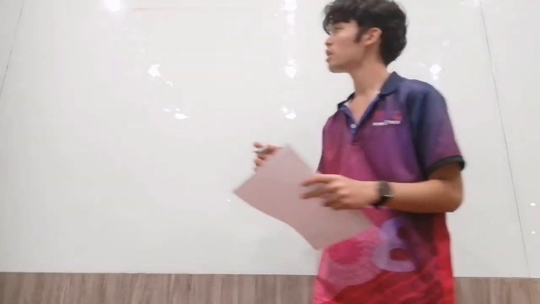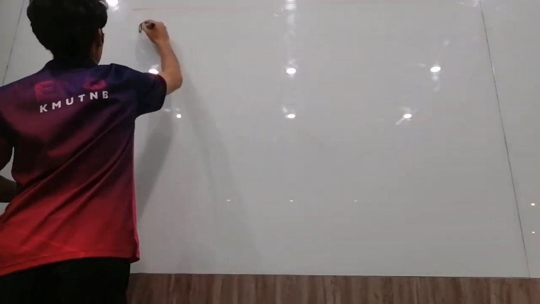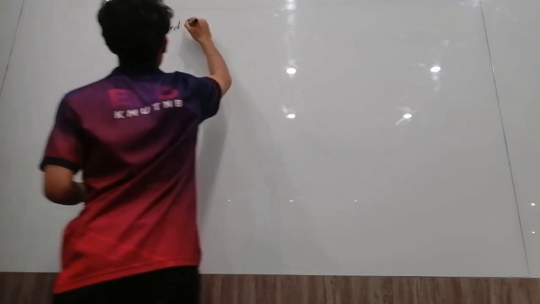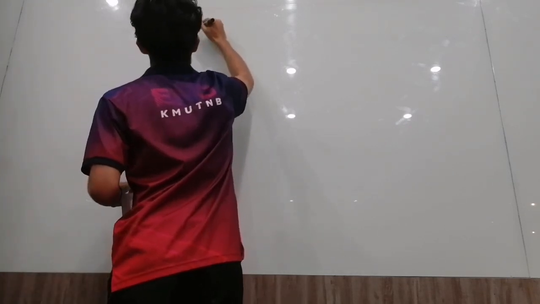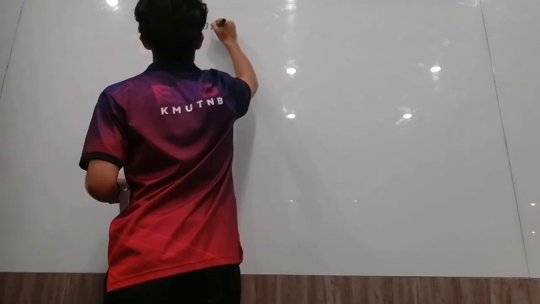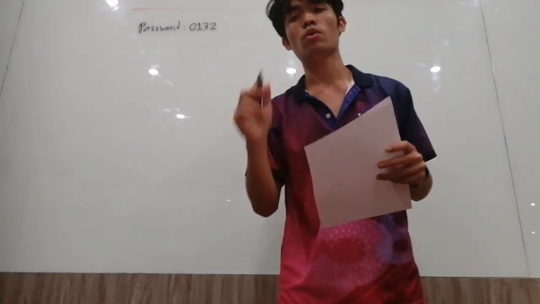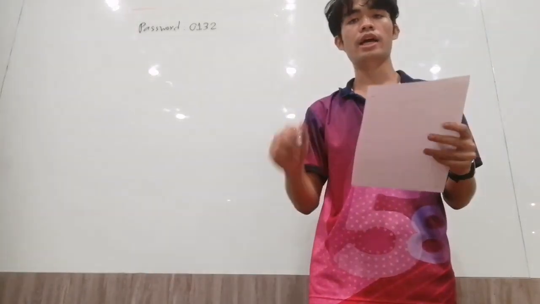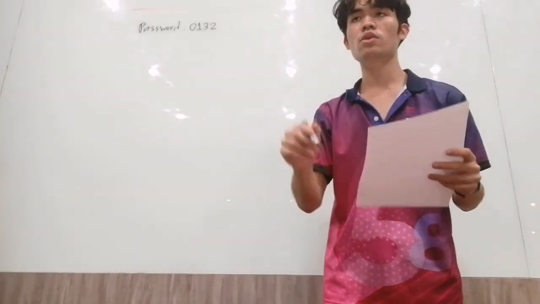Today I will present my digital key lock, using the last 4 digits of my student ID. My password is 0132. First, start with the pre-processing unit. I have 10 switches, 0 to 9.